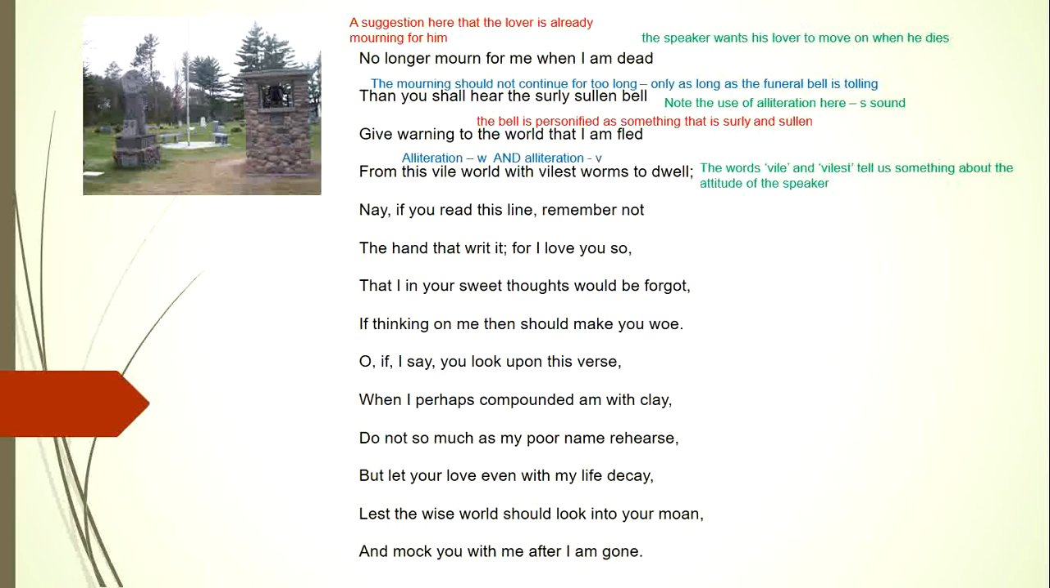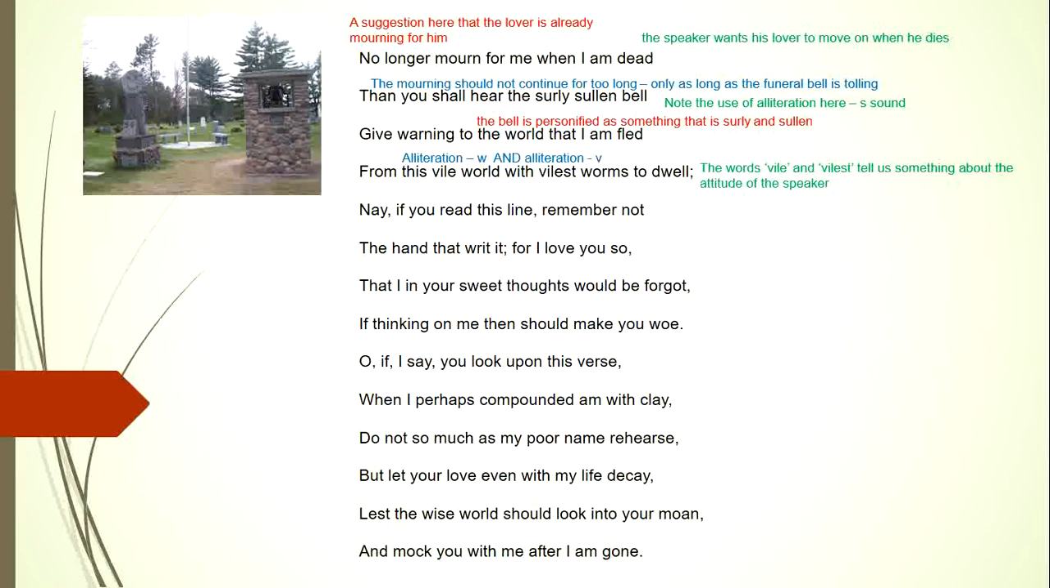And notice there that we have the alliteration with the W, world and worms, and we have the alliteration with the V, vile, over there. Now, these words, vile and vilest, tell us something about the attitude of the speaker. It means he has a little bit of derision towards the world itself. In other words, he doesn't like the world that he's had to live in, it's almost like he's fleeing away from this terrible world. So dying here is almost something good for him, which is once again a reason as to why his lover should not mourn for him.